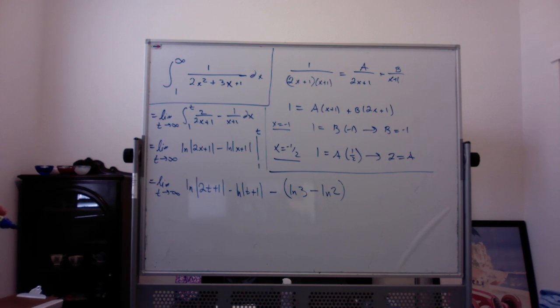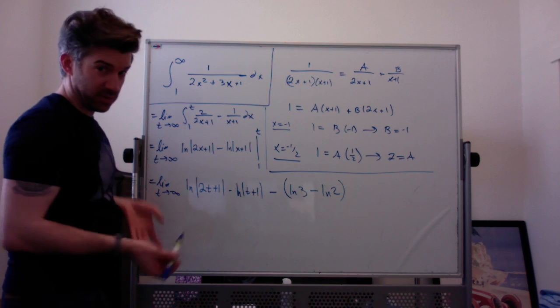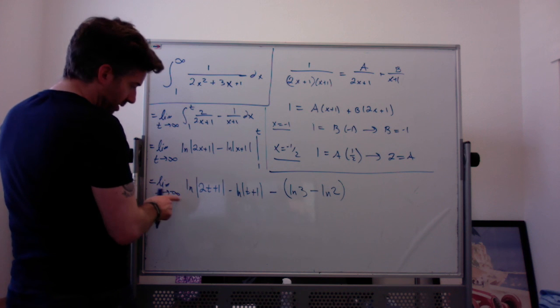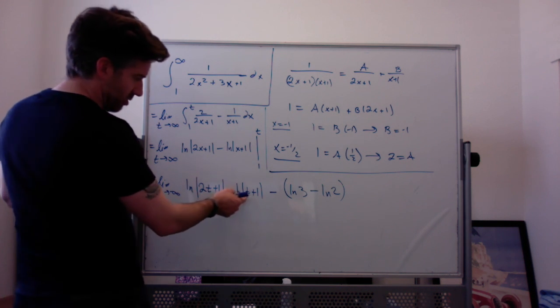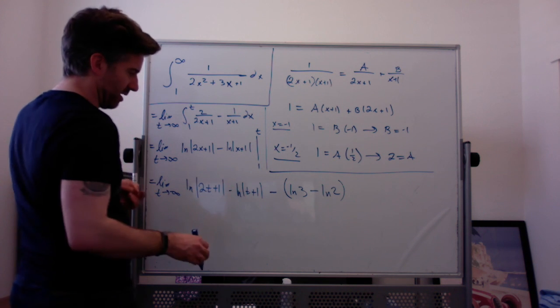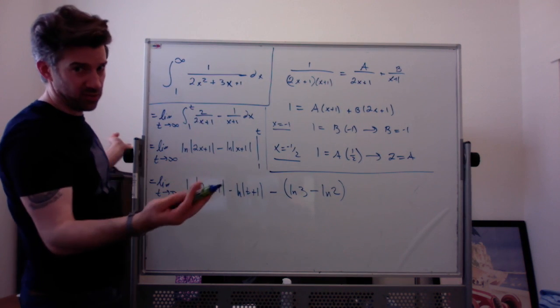If you just try to evaluate now, you're going to think it's divergent, which is why I said at the beginning it was convergent. So if I plug in infinity, natural log of infinity is infinity. And natural log of infinity is infinity. So I've got infinity minus infinity. But if I just thought, oh, it's going to infinity, it diverges, I'd be wrong.